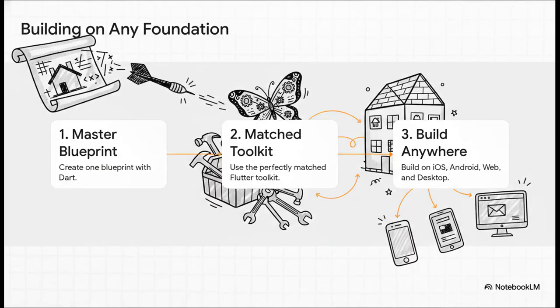All right, let's wrap this all up and put a bow on it. The whole process is actually incredibly elegant. You start by creating one master blueprint using Dart. Then you use the toolkit that was made for it, Flutter. And with just those two things, you can build a beautiful, high-performance home on any foundation you want. An iPhone, an Android phone, a website, anything.